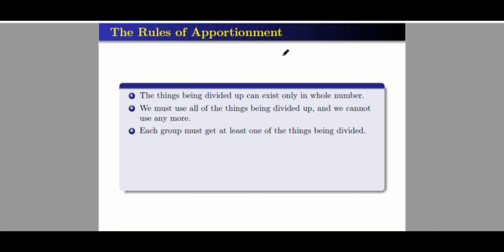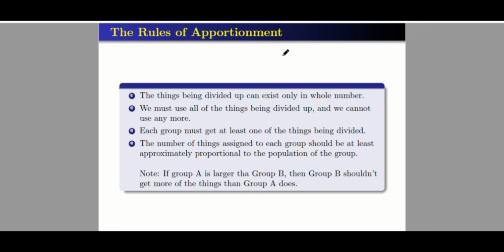Number three, each group must get at least one of the things being divided. Of course, each group must have at least one thing or one representative. And last, the number of things assigned to each group should be at least approximately proportional to the population of the group. Take note of this, proportional. So it's not about equality.